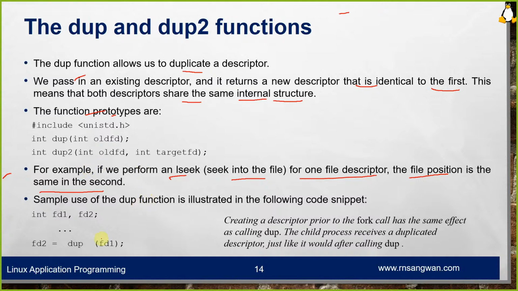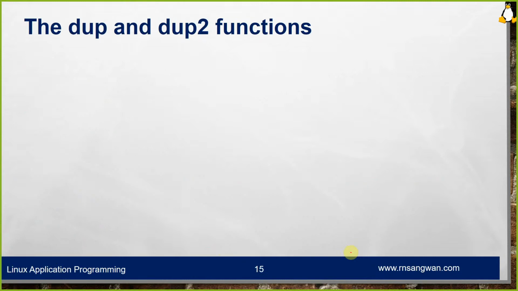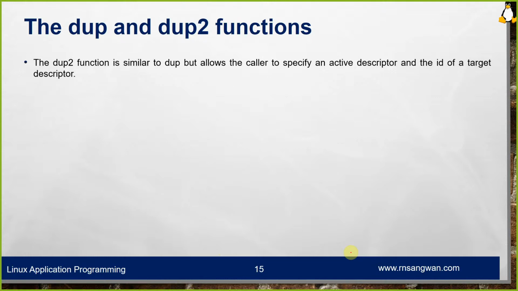Creating a descriptor prior to a fork call has the same effect as calling duplicate. The child process receives duplicated descriptors just like it would after calling the duplicate function. The dup2 function is similar to the dup function but allows the caller to specify an active descriptor and the ID of a target file descriptor.